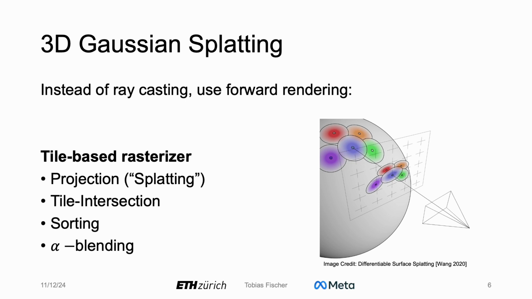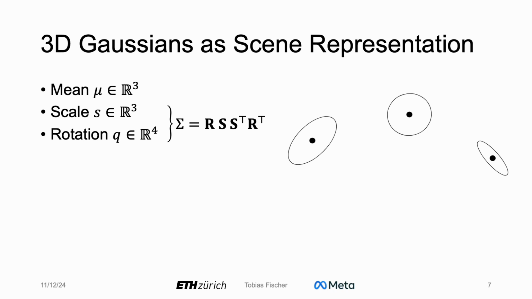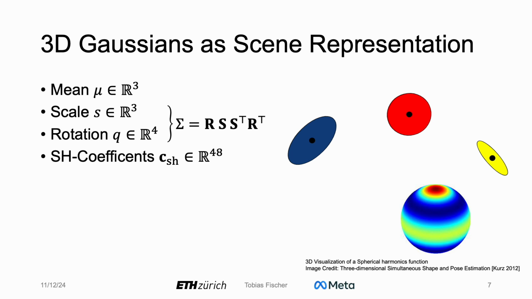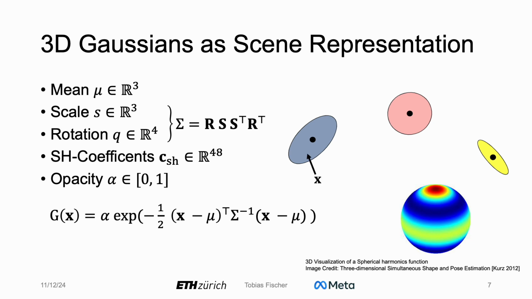Recently, 3D Gaussian splatting proposed a method that uses forward rendering instead of raycasting, meaning that it directly projects the 3D primitives of an explicit volumetric representation to the image plane to form the rendered image instead of casting a ray for each pixel. To enable this rendering paradigm, they choose 3D Gaussians as underlying scene representation, where each 3D Gaussian has a mean that defines the position, a scale and rotation that together form the covariance that define its size and orientation, spherical harmonics coefficients that define the view-dependent color, and opacity to model semi-transparency. This scene representation can then be queried at any 3D point using a simple Gaussian formula.